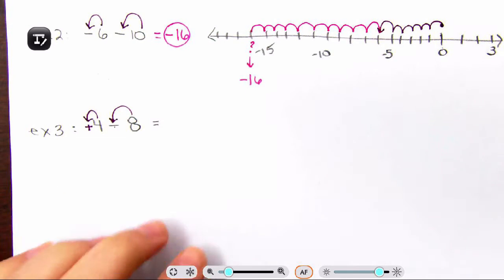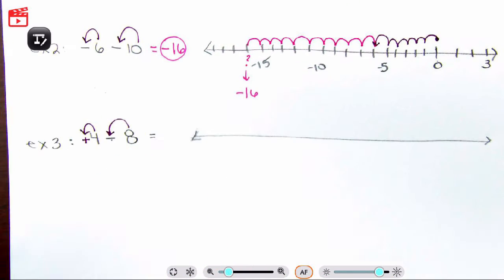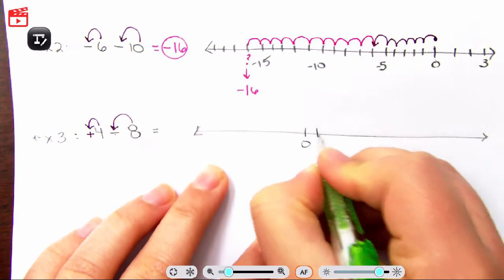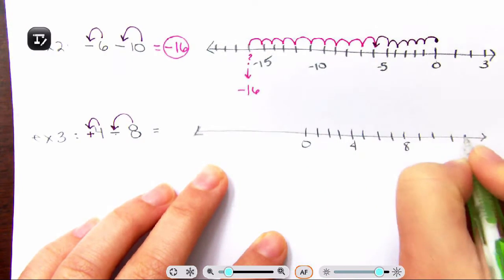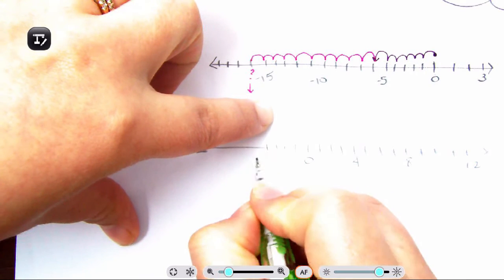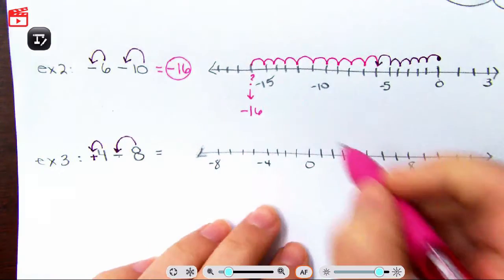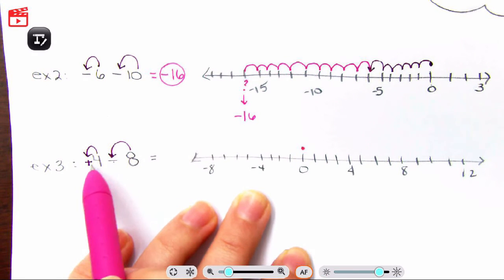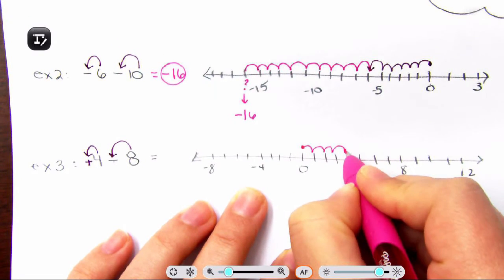All right, number line time. Here's 0, here's 1, 2, 3, 4, 5, 6, 7, 8, 9, 10, 11, 12. Here is 1, 2, 3, 4 negative. 1, 2, 3, 4, that's negative 8. All right, start at 0, always. And where are we? We're at positive 4, so I'm going to the right 4 jumps. 1, 2, 3, 4. I'm at positive 4, I'm right here.